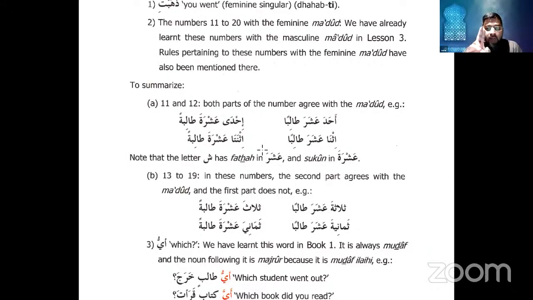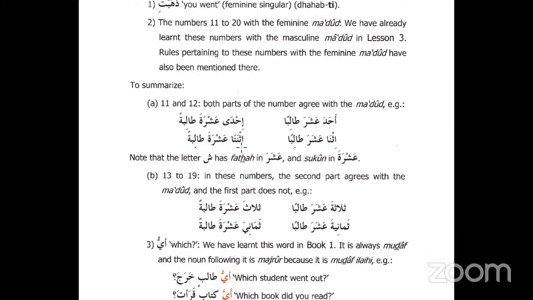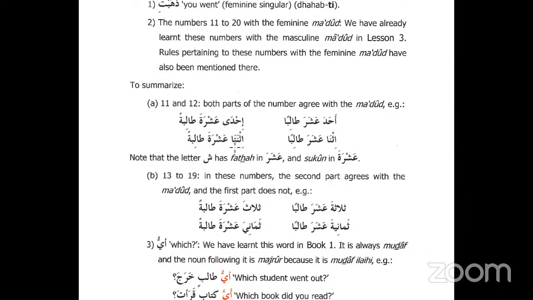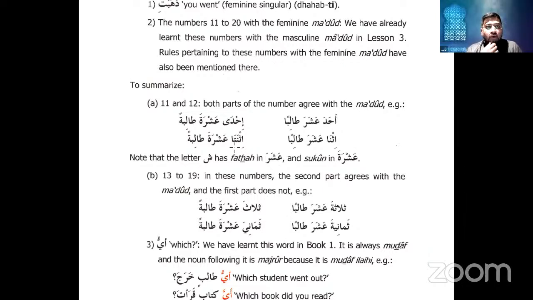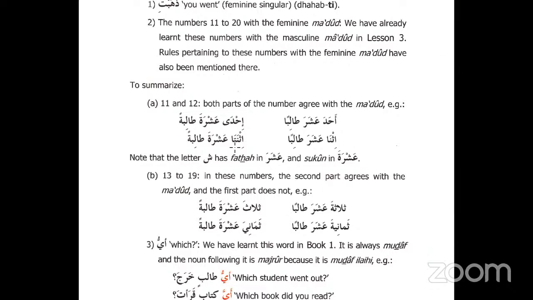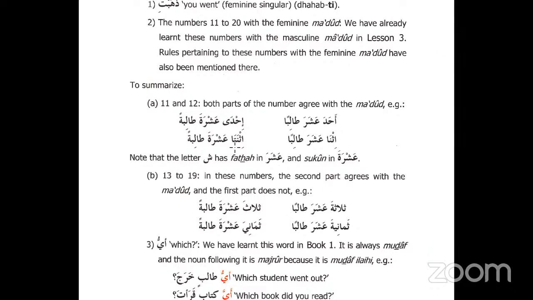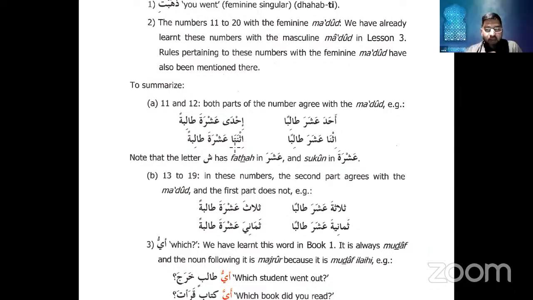Now, if I wanted to say two madrasas, with 11 and 12 the noons are dropped from the two. There should be ithnatani, and the noons are dropped, so it'll be madrasatani. For example, if you go to the shop and you want two breads, you could say atini khubzaini. Atini means you give me two breads.